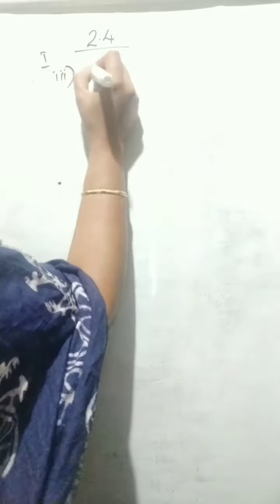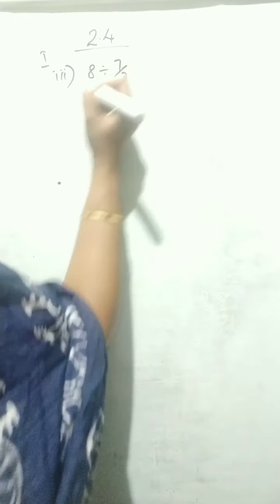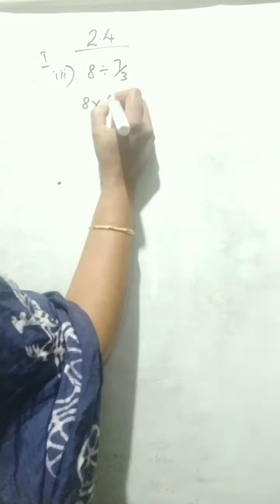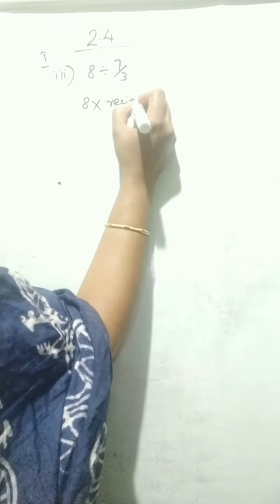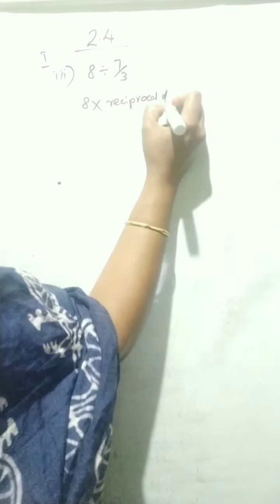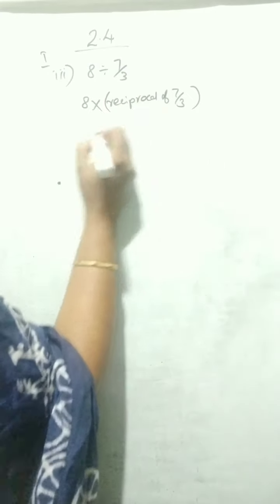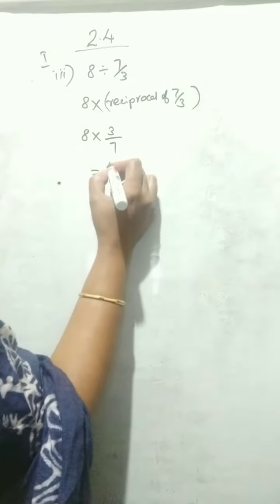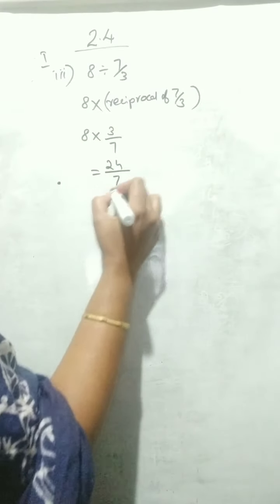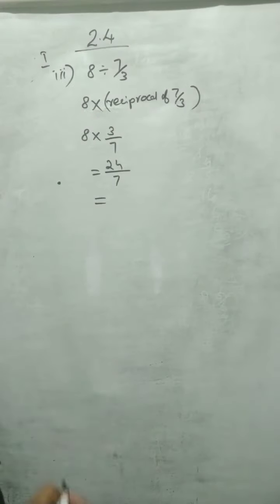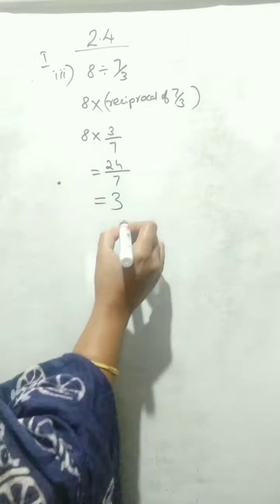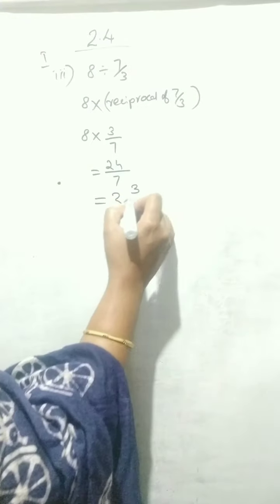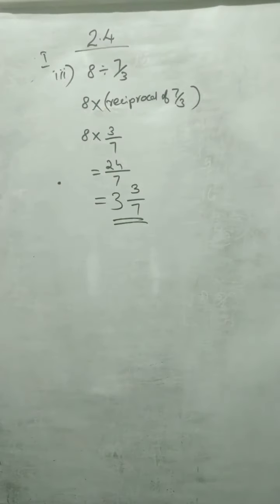Next question, 8 divided by 7 on 3. That is 8 multiplied by the reciprocal of 7 on 3. That is equal to 8 multiplied by 3 by 7. That is 8 3's are 24 on 7. How many 7's are there in 24? 3. 3 7's are 21. Remaining 3 will be there. So we will get 3 on 7 as the answer.